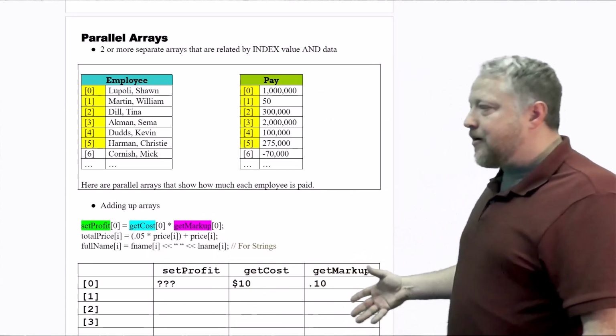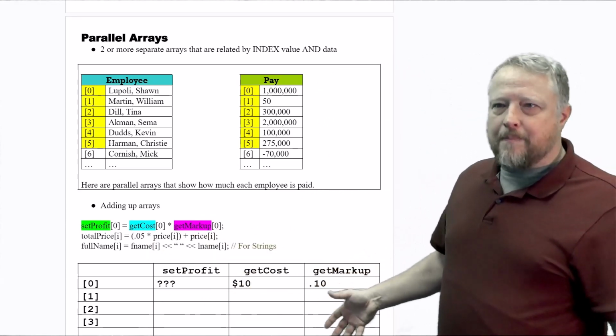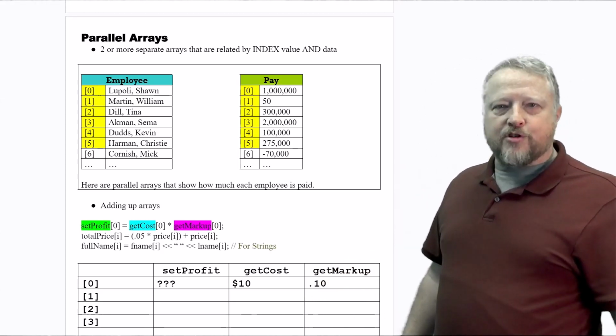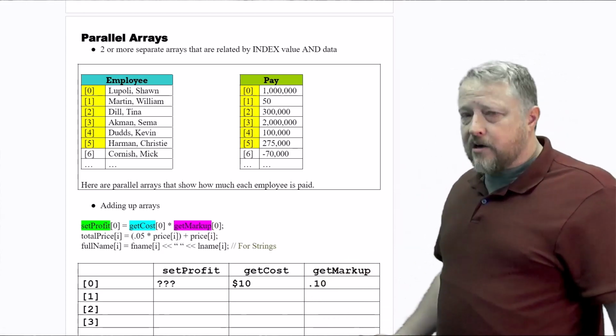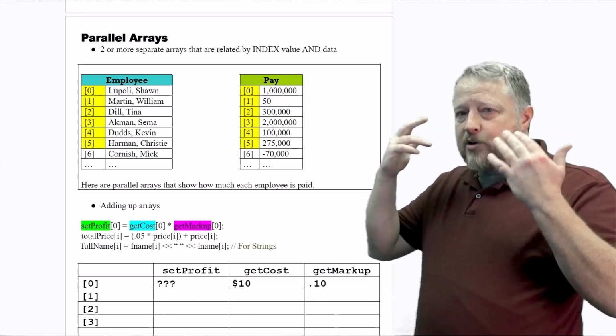So there's another, this is three arrays that are in parallel for some application. There really isn't a limit to it, but design-wise, we need to think it over.